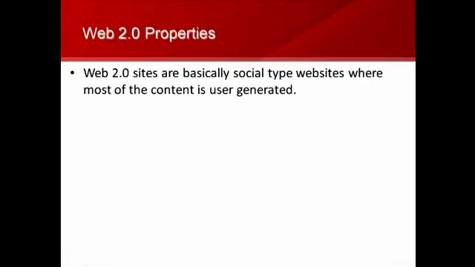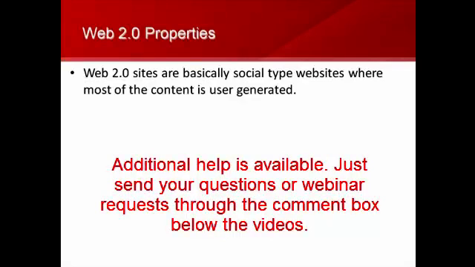So as we talked about a little bit last time, I'm just going to do a quick recap of Web 2.0 properties for those that are new and joining us. Basically, Web 2.0 sites are social type websites where most of the content is user generated. This means that these kinds of websites do not have teams and teams of people creating all this content. What they are doing is relying on people like you to create that content for them.